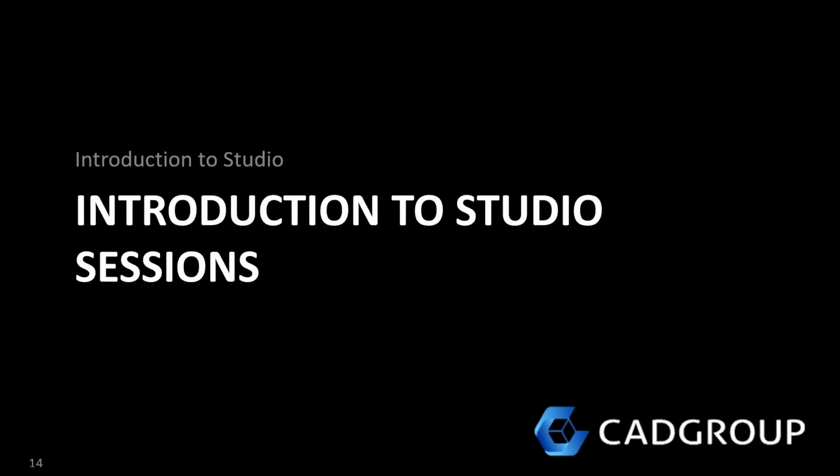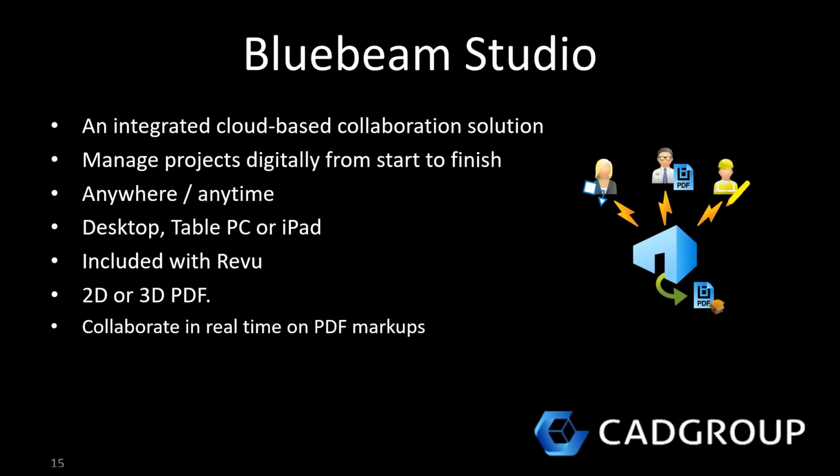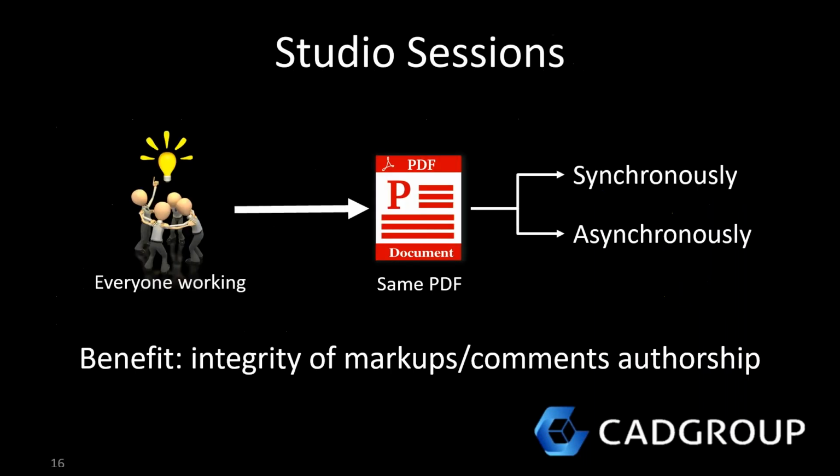And this collaboration thing that I mentioned, we'll have a look at Studio Sessions. Studio Sessions is a tool that's built into Bluebeam and allows you to collaborate across different platforms in real time. So it's a very, very powerful tool. You can have people, say, on an iPad using 4G. You can have people in the office on a desktop PC, and you can have people actually working in real time together on these PDFs.